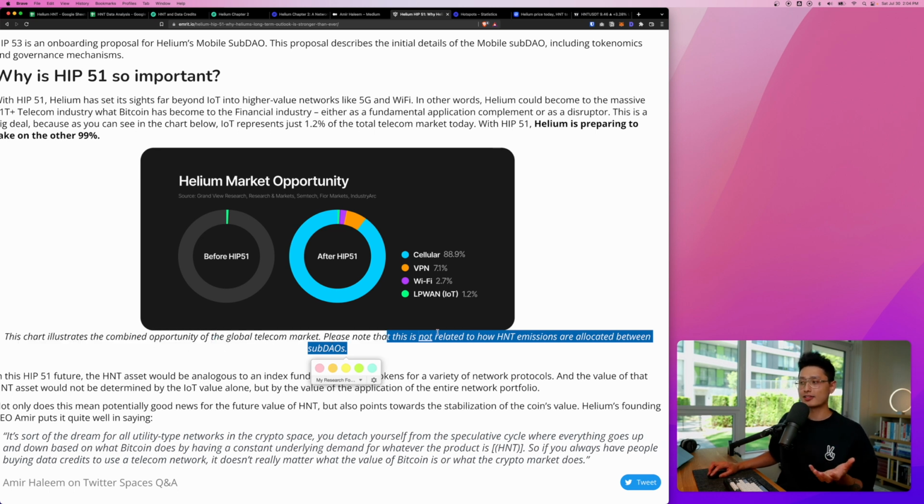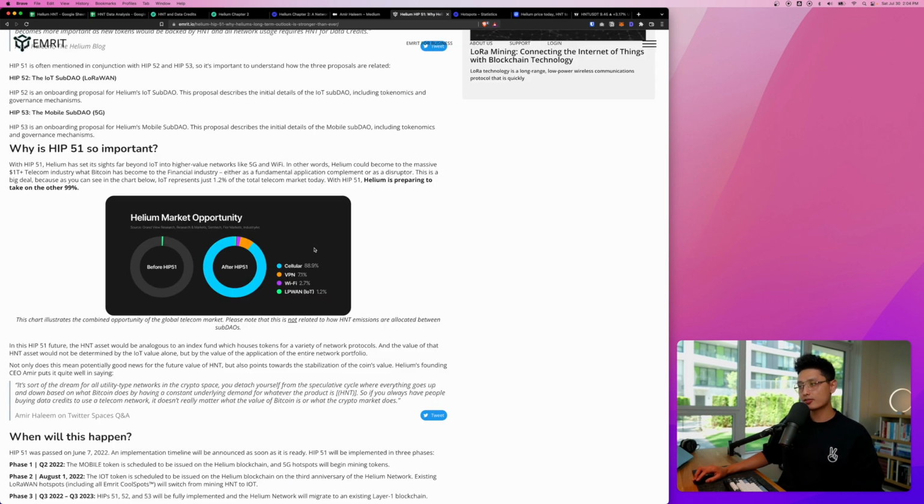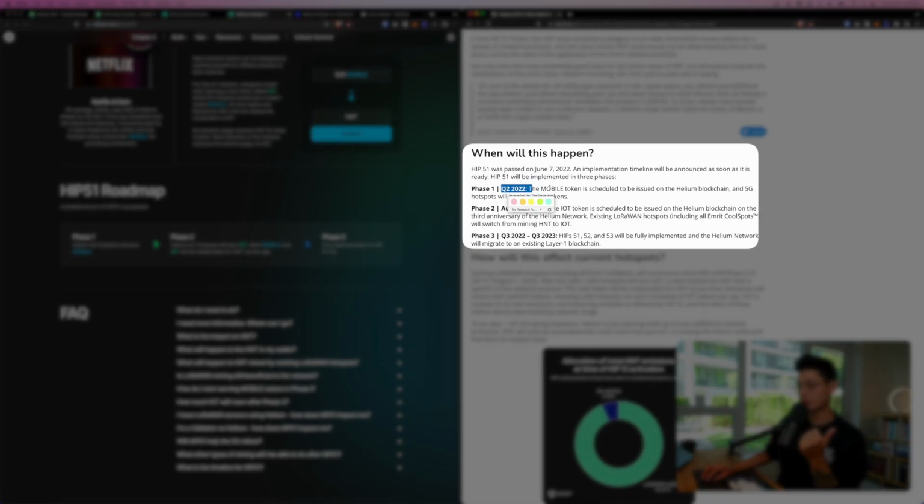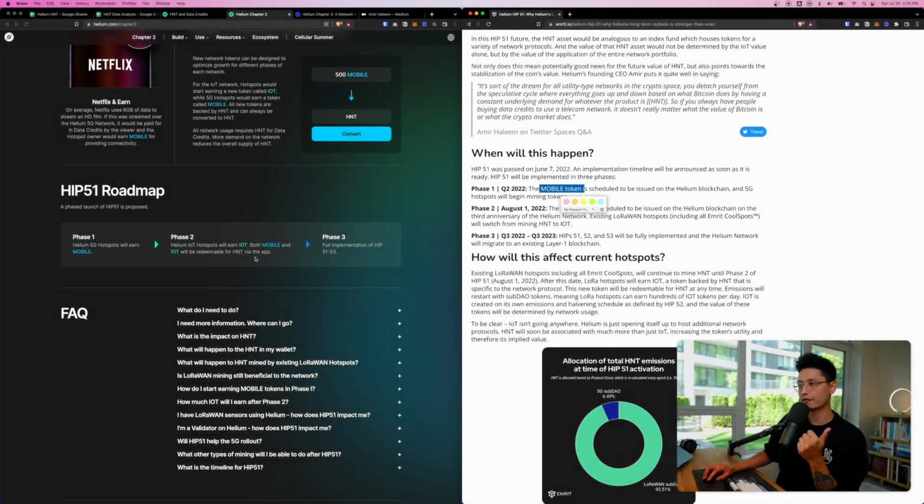And please note that this is not relevant to how much HNT is being allocated or paid as a commission. That's really what I'm seeing right now, is that a lot of people take this so seriously and thought this is the future for Helium and every miner is locked right now. Phase one is happening in Q2. This is a mobile token introduction. And then phase two is August 1st. This is basically next week.